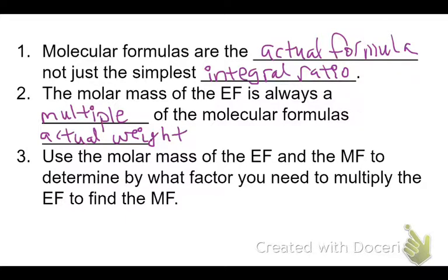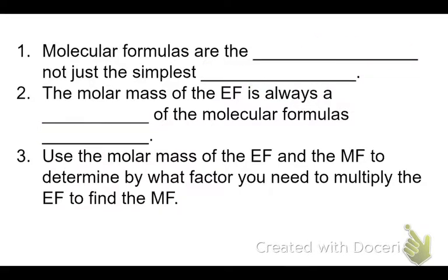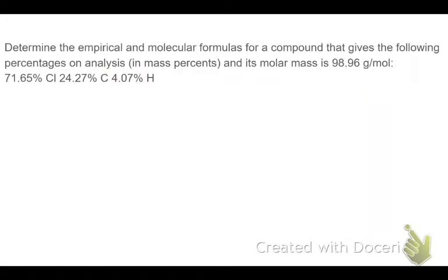And the last one says use the molar mass of the empirical formula and the molar mass of the molecular formula to determine by what factor you need to multiply the empirical formula's integral ratio to find the molecular formula's actual compound. So let's do an example of that one. We want to find the empirical and the molecular formula in this case, and we're given the percentages, and we're also given the molar mass. Whenever you're given the molar mass, that is the molar mass of the molecular formula. So go ahead and pause the video and try to calculate the empirical formula based on those percentages right there.